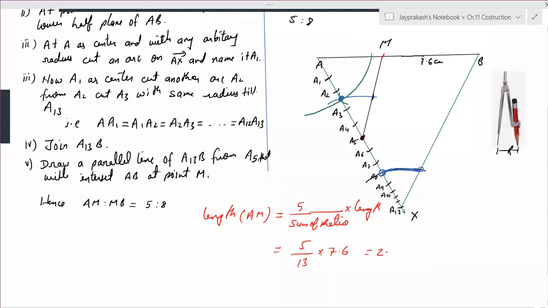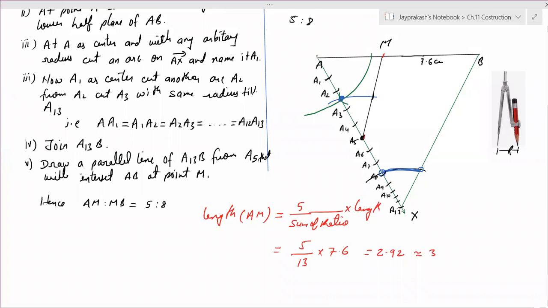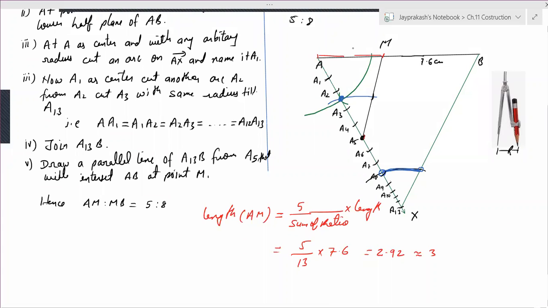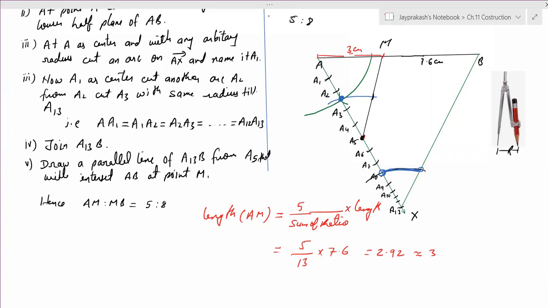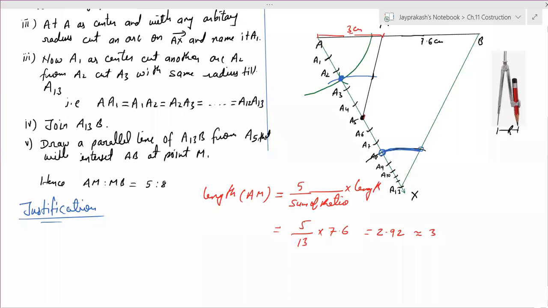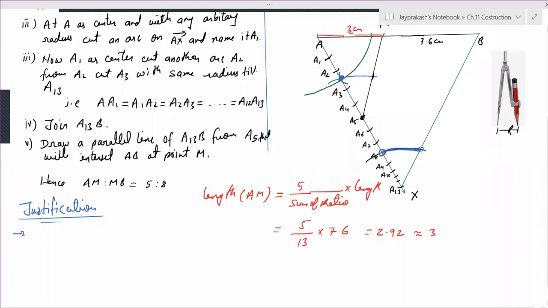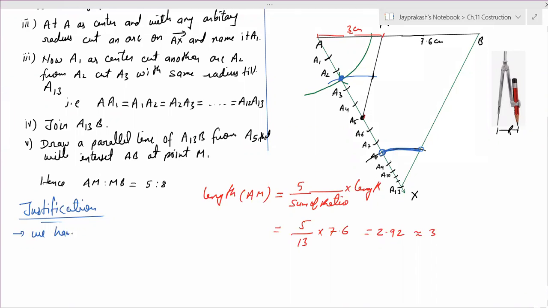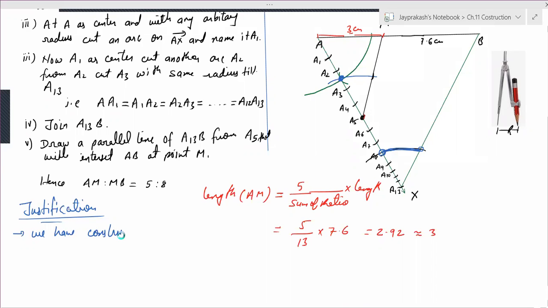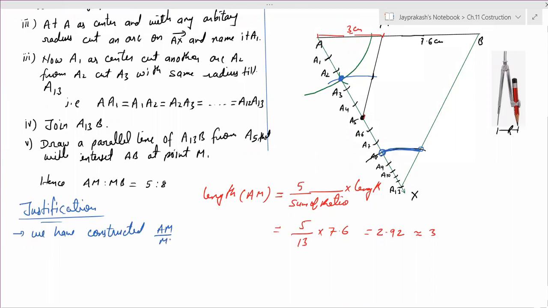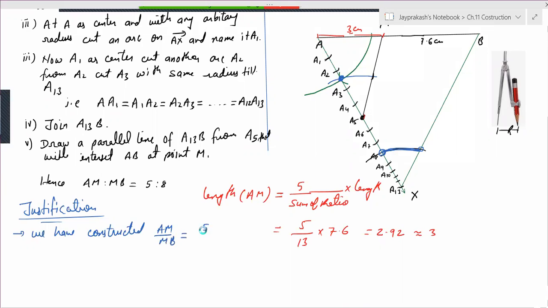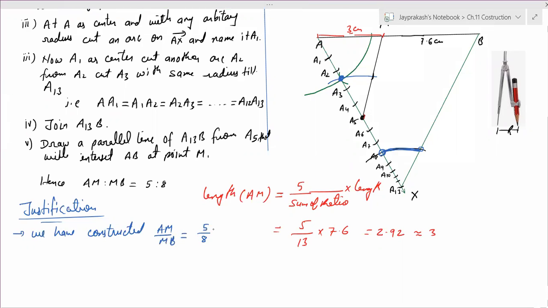2.92, and approximate it should be 3. So when you measure with the ruler this length till M, it will be 3. Yes, sir, 3 है. 3 सर मेरा भी 3 आया। So this is the justification by the numerical method. Now if we talk about the justification, so we have constructed that AM upon MB equals to 5 is to 8. ये by construction हमने complete किया.